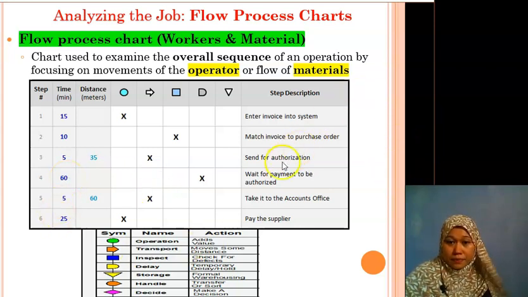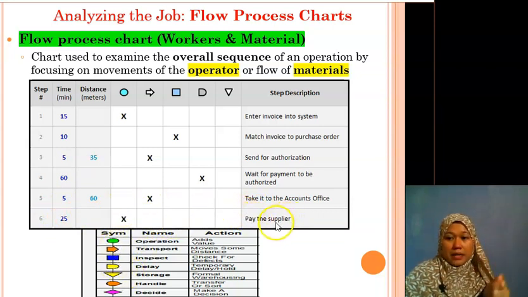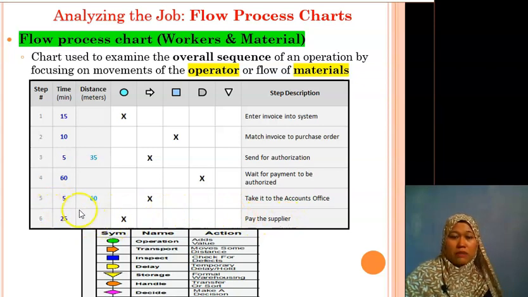And then take it to the account office. It involves transportation, 60 meters. It takes 5 minutes. And then the last task is the operation, pay the supplier. It takes about 25 minutes. So if you want to know the whole process of the payment, it takes about 15 plus 10 plus 5 plus 60 plus 5 plus 25. So this is the total processing time, and these are the distances.